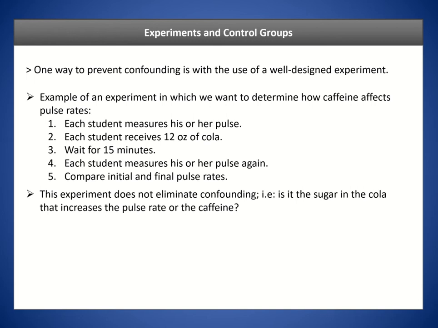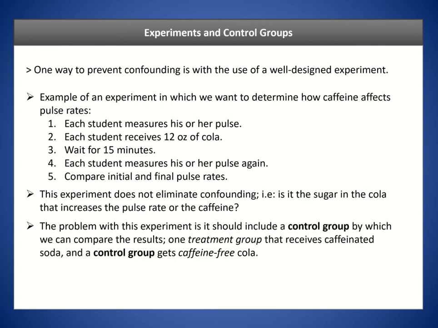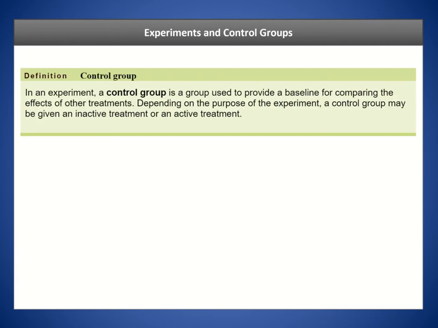So one group takes the caffeinated soda, and then the control group takes the uncaffeinated soda, with the same amount of sugar. That way they both have the same amount of sugar, and so it shouldn't be the sugar that would cause the change in the pulse, because that's kept constant. We could just compare the caffeine levels, right? So the problem with the experiment, as we said, is it should include a control group. So the treatment group receives a caffeinated soda, the control group could get the caffeine-free cola, and then you can just compare what happens if it's caffeinated versus caffeine-free? That'll be a better way to compare. So a control group is a group used to provide a baseline for comparing the effects.